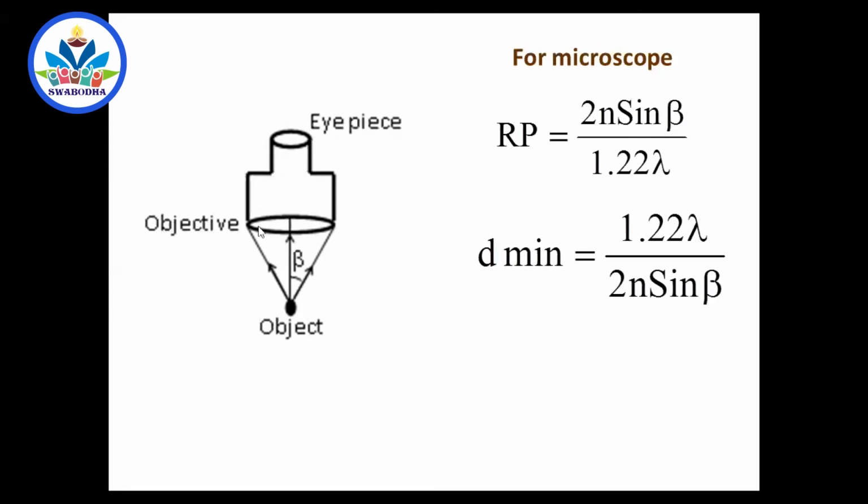Now, objective is always towards the object. Suppose this is a very small bacteria or anything. Now, rays of light coming from the object enter into the objective. You might have used a microscope in the laboratories, or you might have seen it.